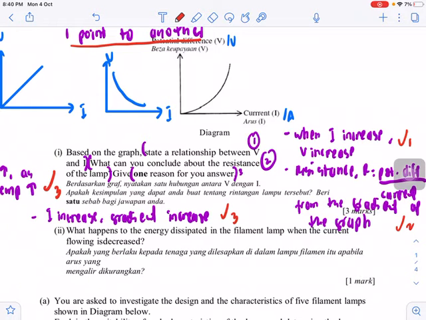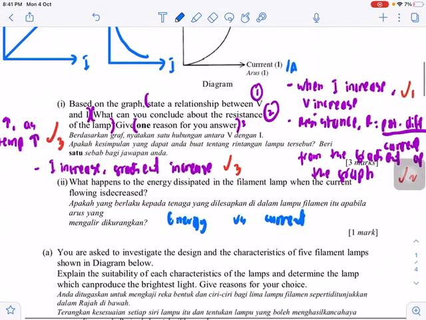Okay, dia tanya energy dengan current kan. So you kena tengoklah apa formula yang related antara energy dengan current. Okay, energy dissipated. So kita ada formula apa yang related antara energy dengan current? So E sama dengan I square R T. Bahagi T, E sama dengan I square R T.